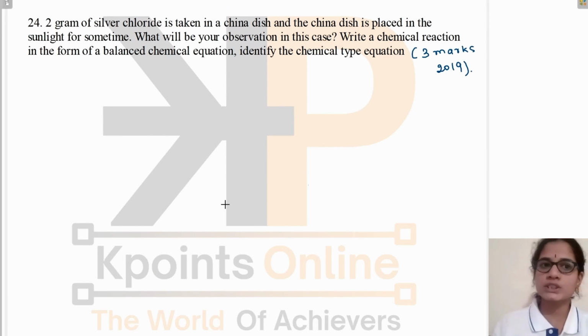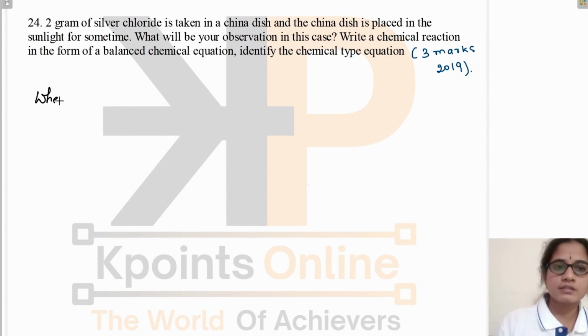Okay, now the next question is: 2 gram of silver chloride is taken in a china dish and the china dish is placed in the sunlight for some time. What will be your observation in this case? Write a chemical reaction in the form of a balanced chemical equation. Identify the type of chemical reaction. We have to identify what type of reaction it is.